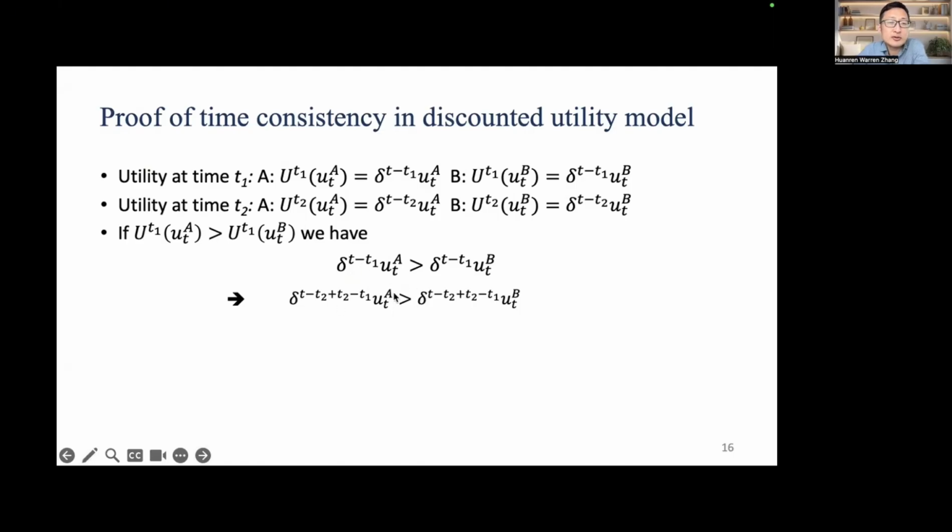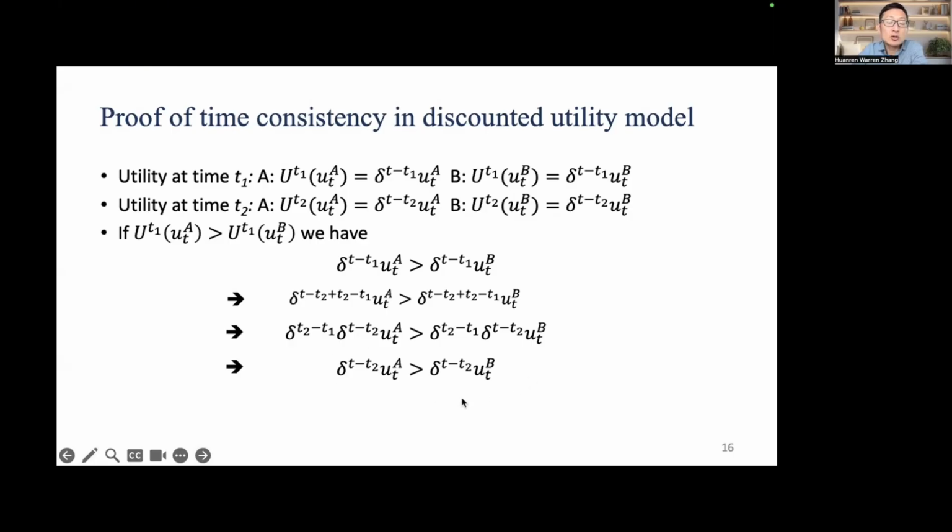Right? And now you see here, we can separate the discount factors into two. So here we have the discount factor to the power T2 minus T1, and then here we have the discount factor to the power T minus T2. And we also know that here we have the common factor, and because it is positive, we can eliminate it. We still have this inequality, right? So because this holds by derivation, we can work out that this also holds.